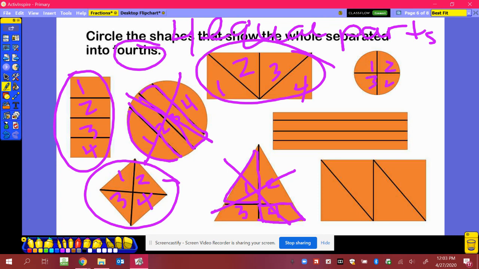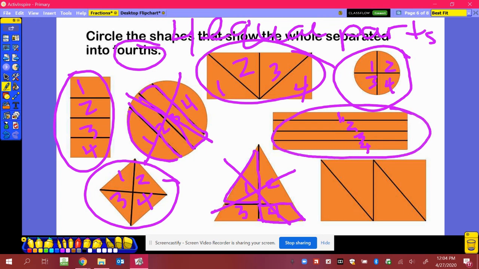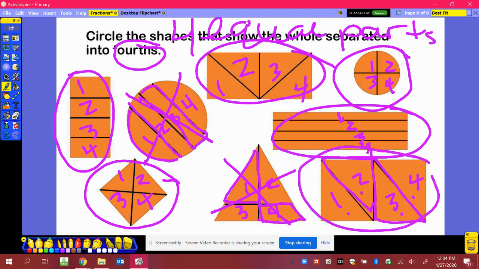1, 2, 3, 4. Yes, like a pizza. There are 4 quarters in the whole circle. Let's look at this large rectangle. 1, 2, 3, 4. Yes, there are 4 parts and they look to be about the same. 1, 2, 3, 4. There are 4 parts and yes, rectangle 2 is the same as rectangle 3 and they are all the same. 1 and 3 are facing the same way and 2 and 4 are facing the same way, but they are all the same size.